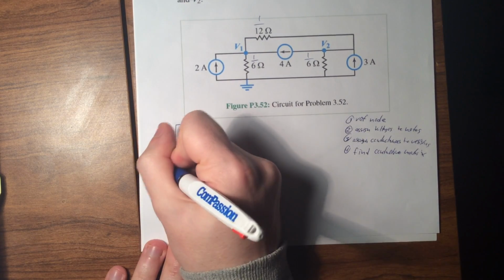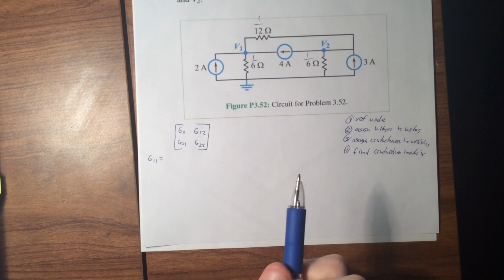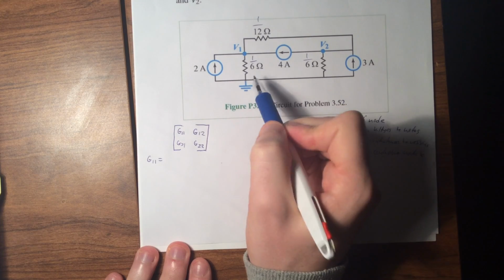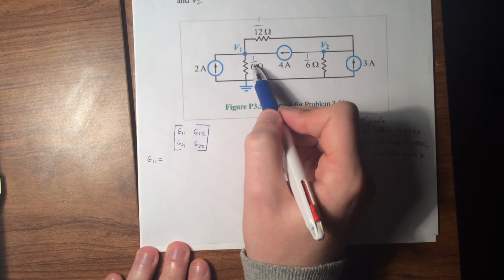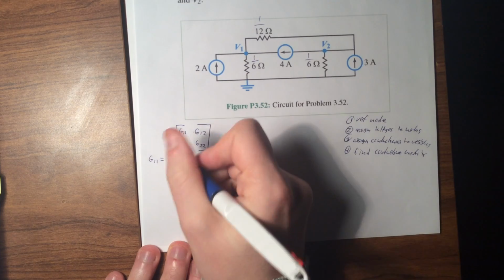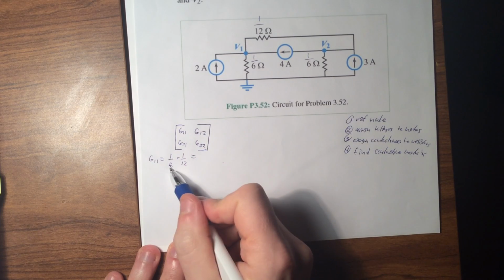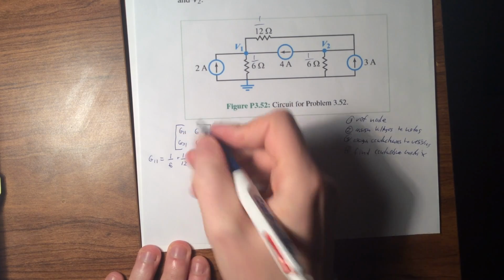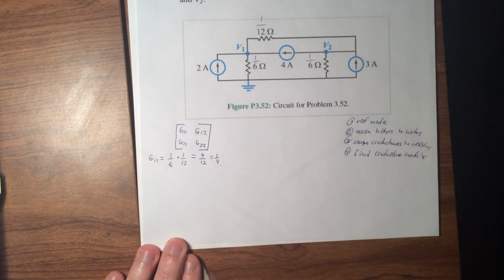Now we're going to solve for G11. G11, remember, is the resistors that are touching V1. So at V1, we have two resistors, but we're going to have two conductance values: the first, 1 over 6, and the second, 1 over 12, plus 1 over 12. For both of those, that's going to be 3 over 12, and 3 goes in one more time, so that's 1 over 4. That's our first value.